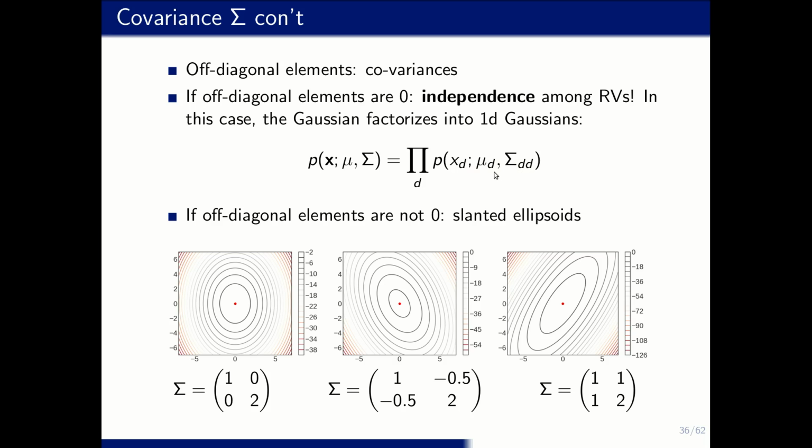So if all the off-diagonals are 0, then first of all, the ellipses are axis aligned. And we are actually assuming statistical independence among the dimensions, which means that the multivariate Gaussian is given by a product over single dimensional Gaussians, and the product runs over all dimensions. So this is by definition statistical independence, and this is reflected in the graphs by axis aligned ellipsoids. And here we represented this in 2D.